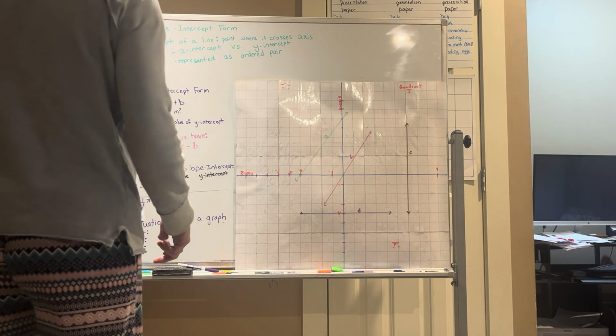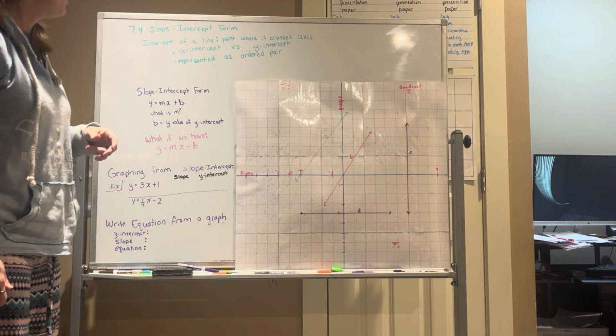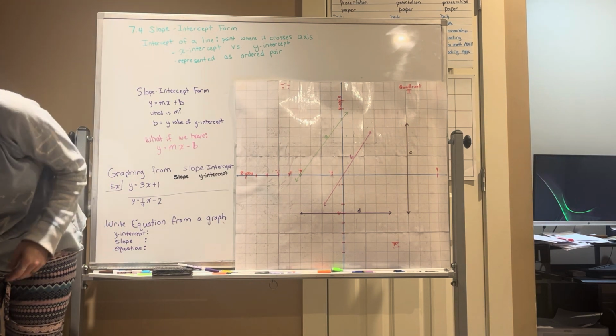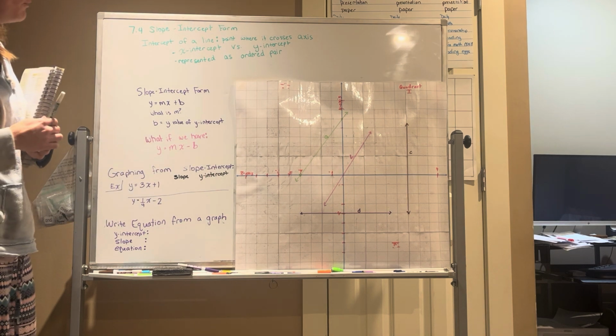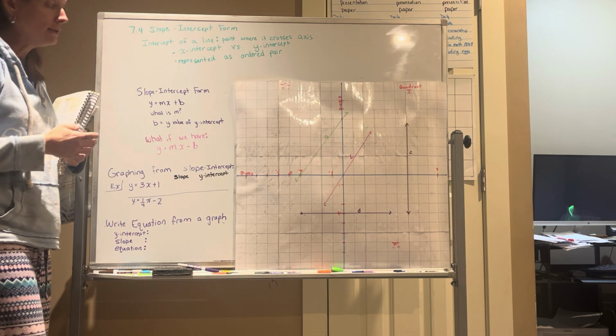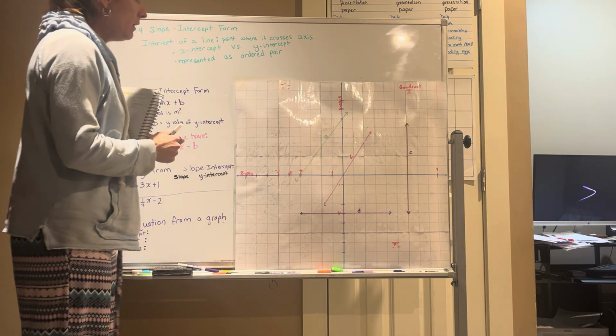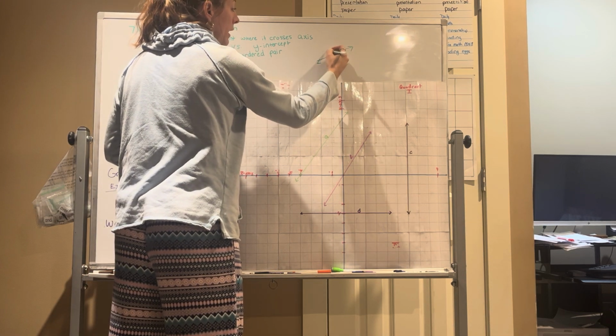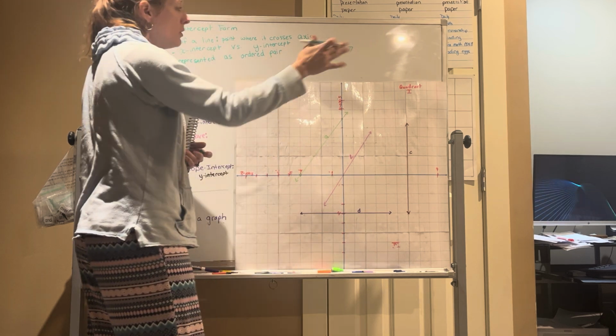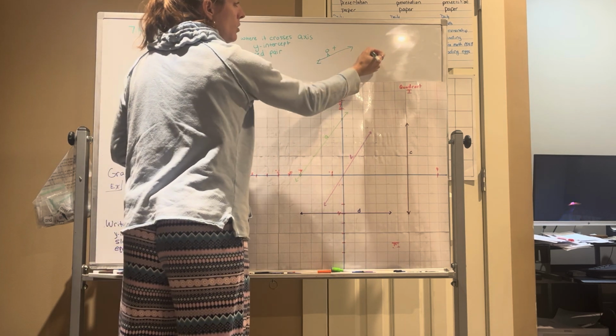All right, today we're talking about 7.4 slope intercept form. Okay, so we've already talked about how a line has a slope. If you're imagining a person walking on the line and always going forward, this is going to be a positive slope.